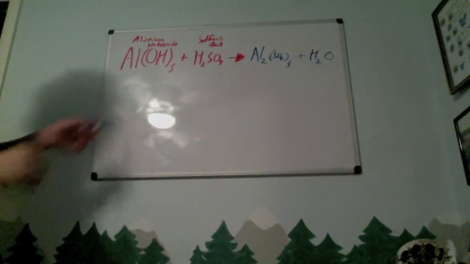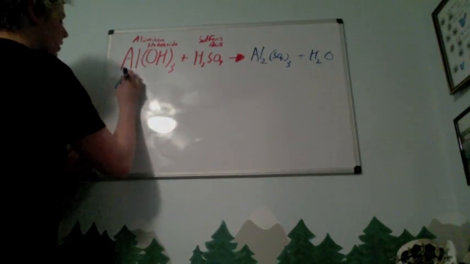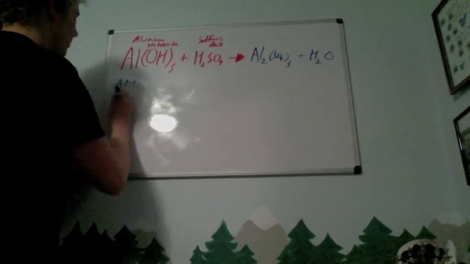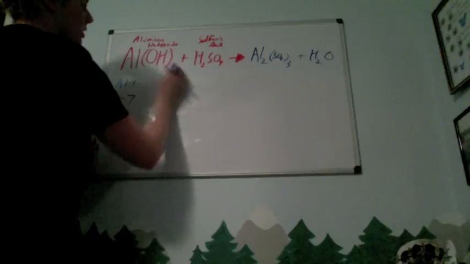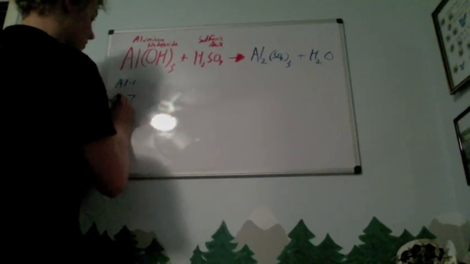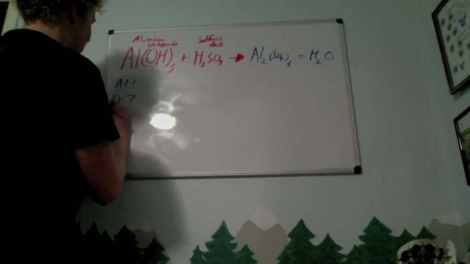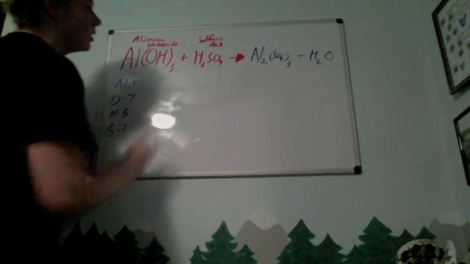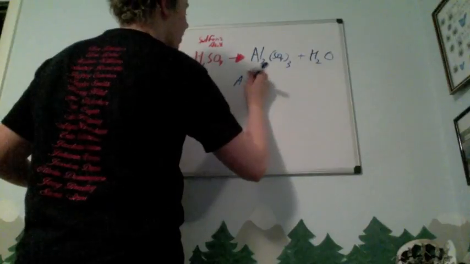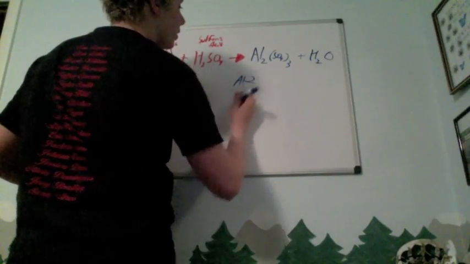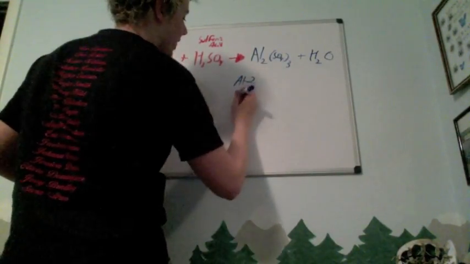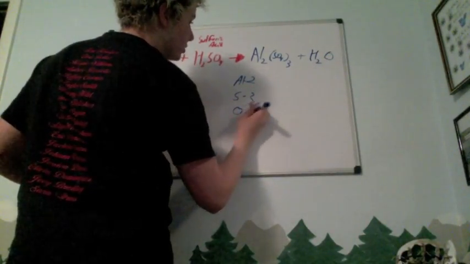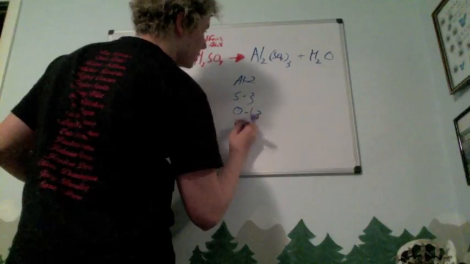So now we have to balance this equation. So over here we have 1 aluminum. We have 3 plus 4 is 7 oxygens. We have 3 plus 2 is 5 hydrogens. And we have 1 S, so S is 1. Over here we have Al is 2. We have 3 S's. We have 13 O's and 2 hydrogens.